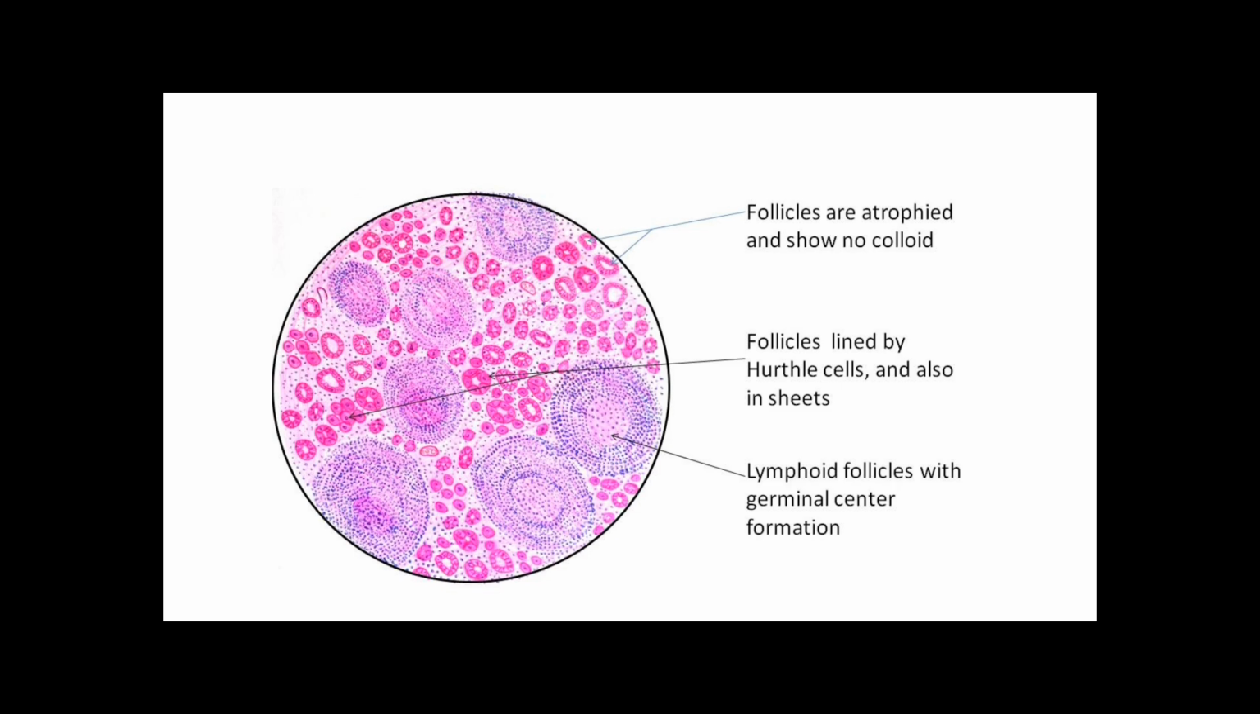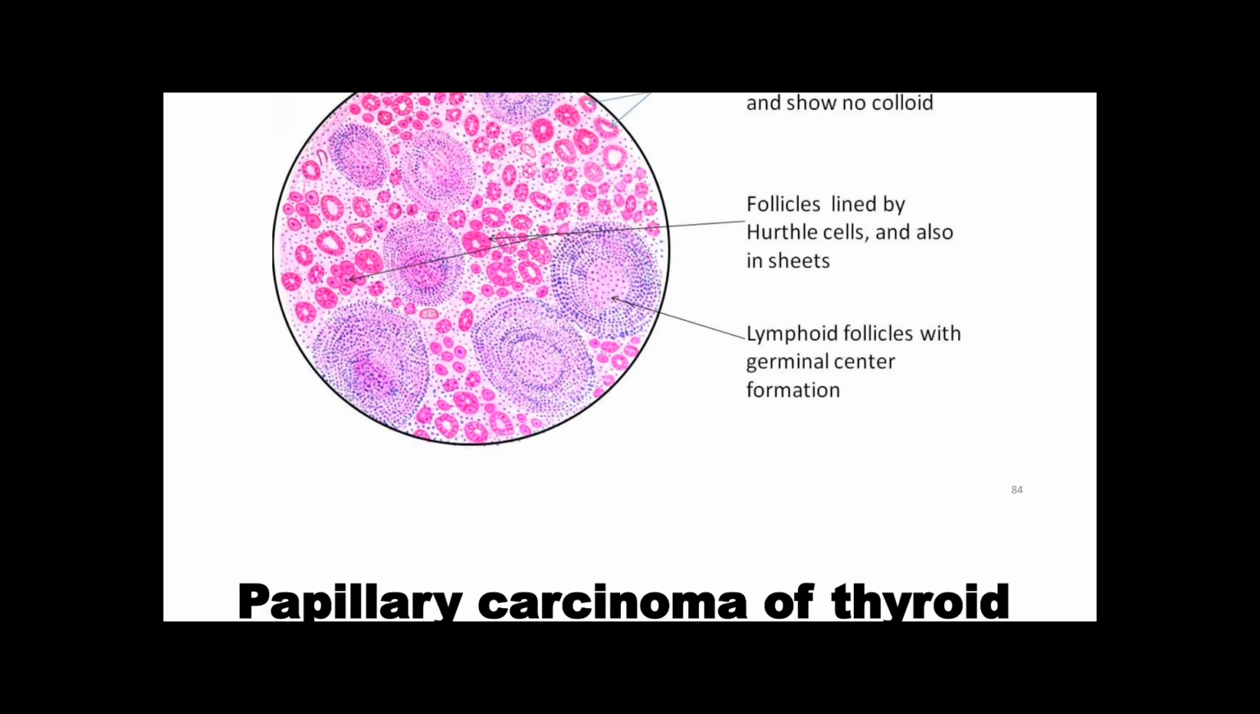Right, here you can see Hashimoto thyroiditis. The follicle cells are atrophied and show no colloid. Here you can see the follicle lined by Hurthle cells, and also in sheet-like arrangements. Another thing is the lymphoid follicle with germinal center formation. From its center, the germinal center is present.